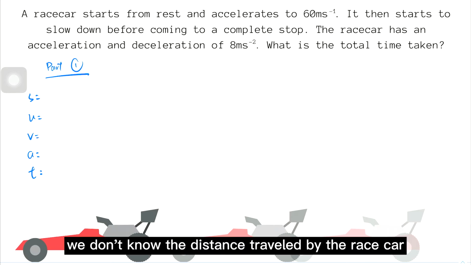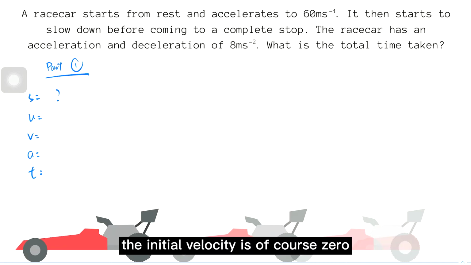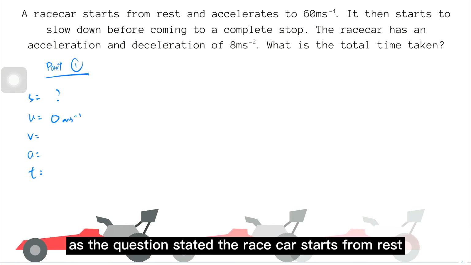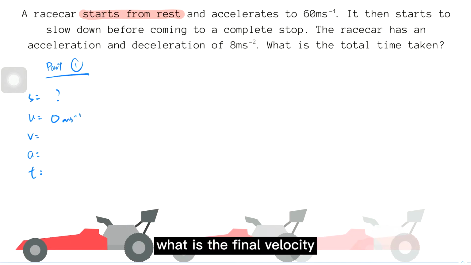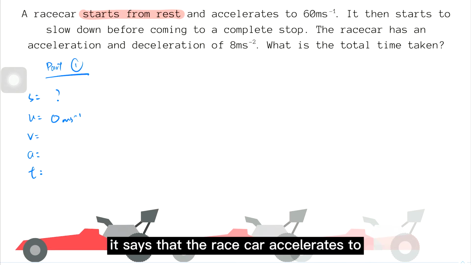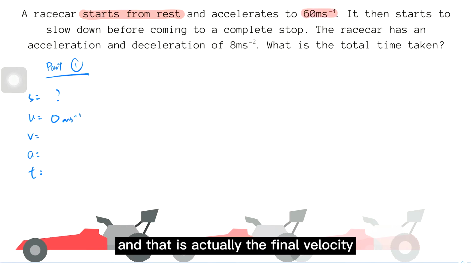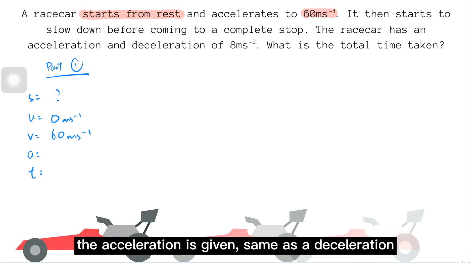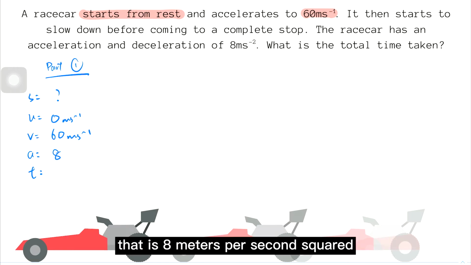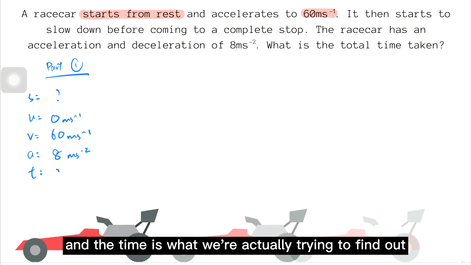In the first part, we don't know the distance traveled by the race car, so our S is still unknown. The initial velocity is of course 0, as the question stated, the race car starts from rest. What is the final velocity? It says that the race car accelerates to 60 meters per second, and that is actually the final velocity. The acceleration is given, same as the deceleration, that is 8 meters per second squared, and the time is what we're actually trying to find out.